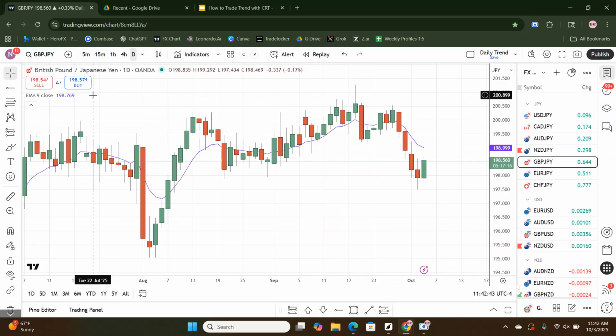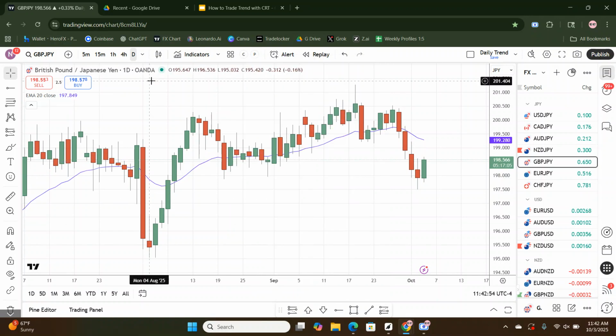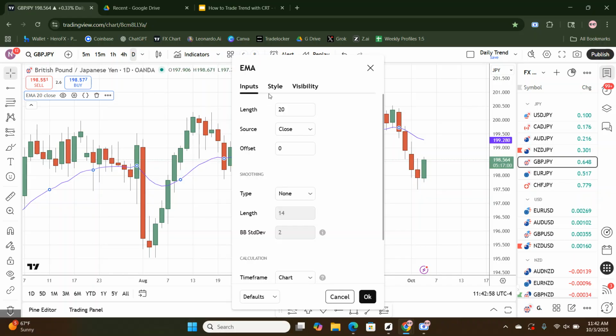And a line will pop up on your chart, okay? I think it defaults to 9. You're going to click the gear icon for settings, and under length, you just type in the number, so 20. Everything else can stay the same. You can change the color of it. For this one, let's change it to black. And we're going to thicken it up a little bit.